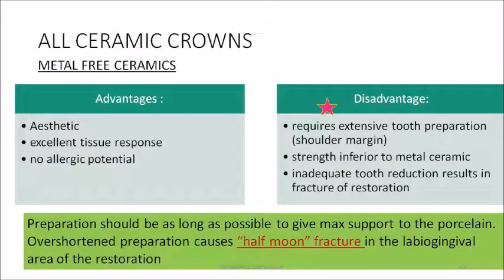Now let's discuss about all ceramic crowns. So all ceramic crowns is also known as metal-free ceramics. This is because all the components of the restoration is made out of ceramics. Earlier in PFM we saw the core is made out of metal and the layering or the veneer is made out of ceramic. But in cases of all ceramic crowns, the core is made of ceramic and the veneer is also made out of ceramic. So this is the most aesthetic kind of a restoration.